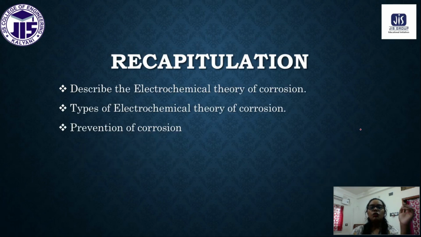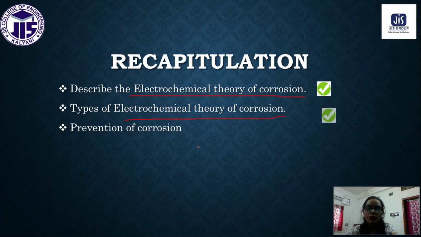So this is the recapitulation of what we have discussed today. Today we have discussed the electrochemical theory of corrosion, the types of electrochemical corrosion, and also the prevention of corrosion.